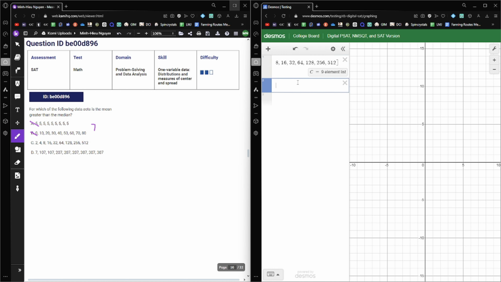Alright, that's all of C, and let's find the mean of C, and then the median of C. And here we get that the mean is 113, and the median is 32. So the mean is greater than the median, and our answer will be C.